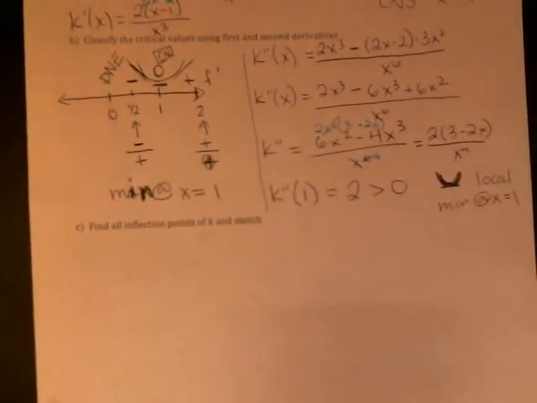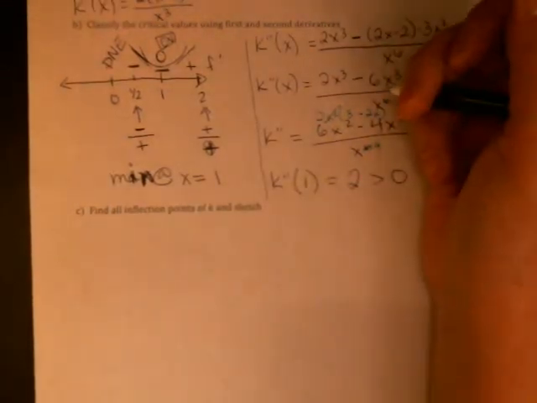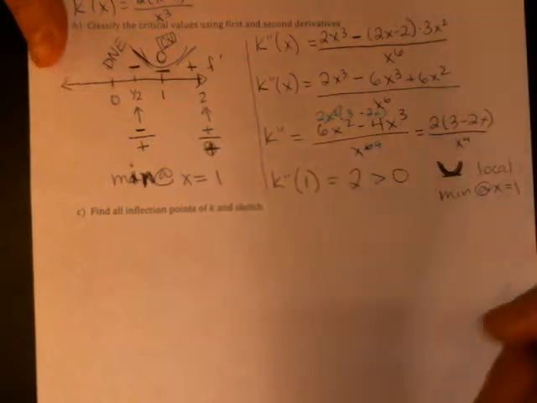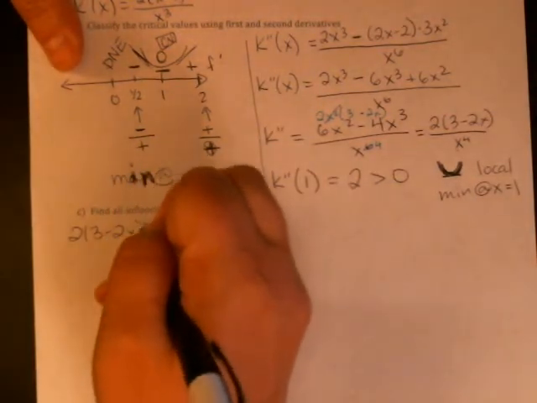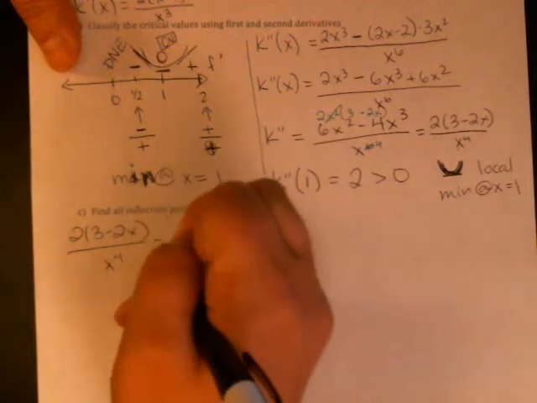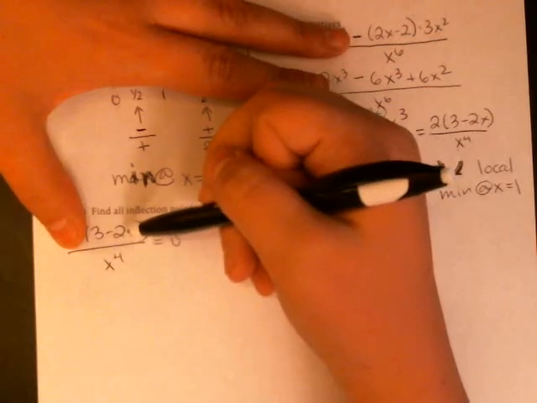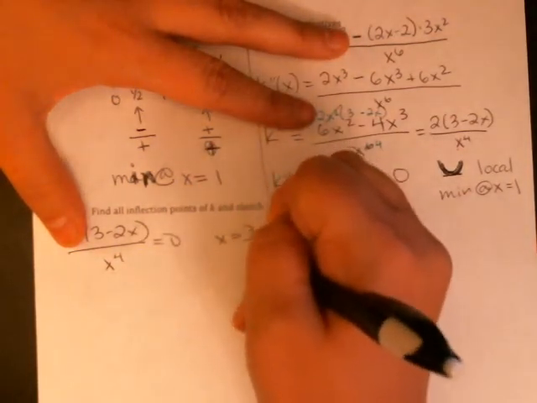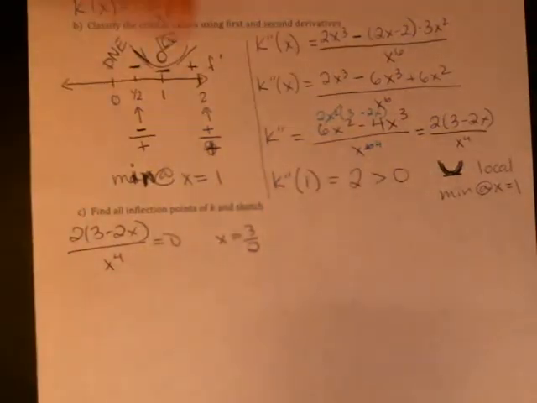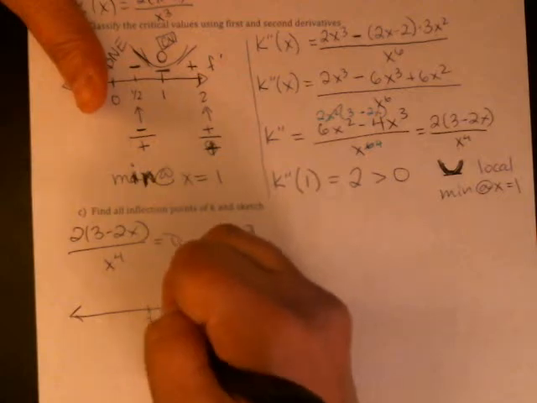Okay. Last part is to find inflection points and then try and do a quick sketch of this thing. So inflection points we're going to find by setting the second derivative equal to 0. So actually this is another reason that it was kind of nice to simplify. And that will happen only if the top is 0. So it looks like x has to be 3 over 2. Okay, so we have one potential inflection point, 3 over 2.